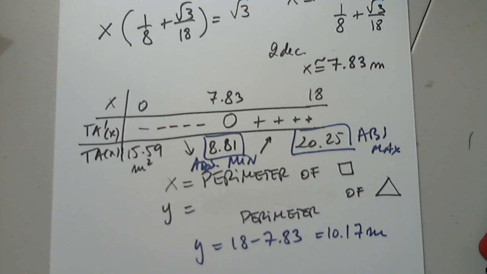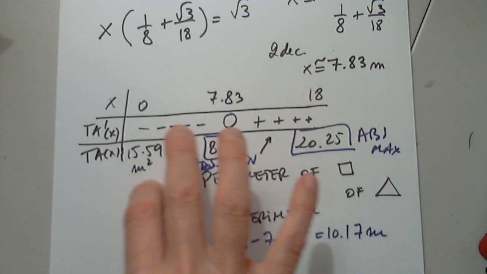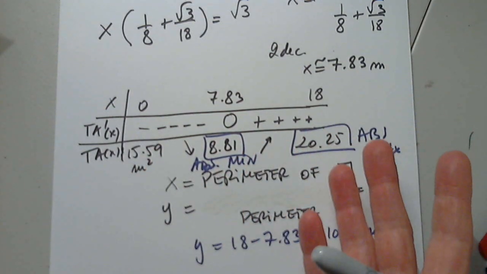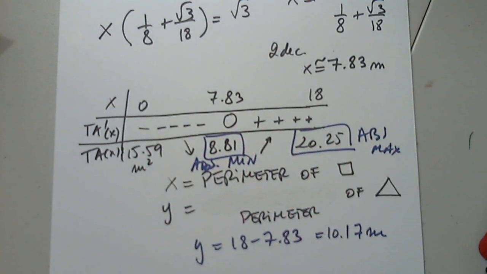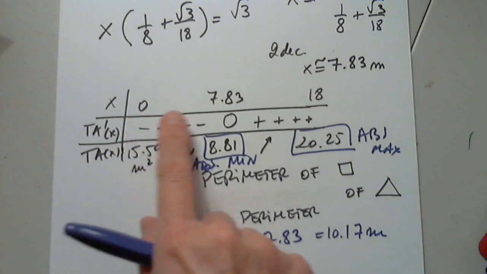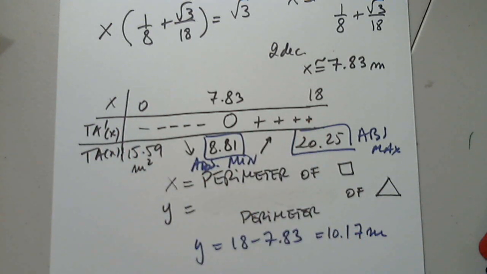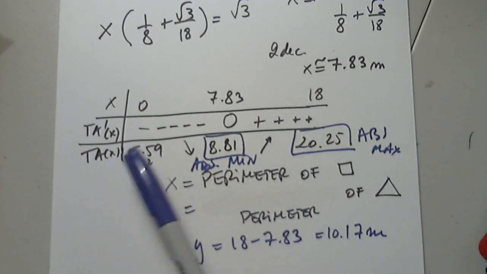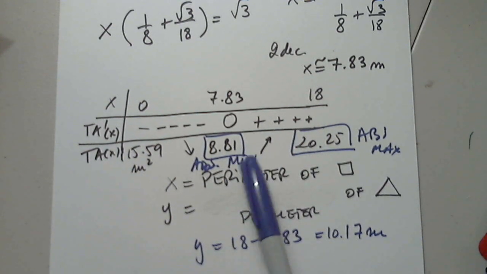Okay. But we have to study the sign. If we don't study the sign, because this is basically studying a function on a closed interval, 0, 18. So we have to study what happens at the endpoints and any critical number that we may find.